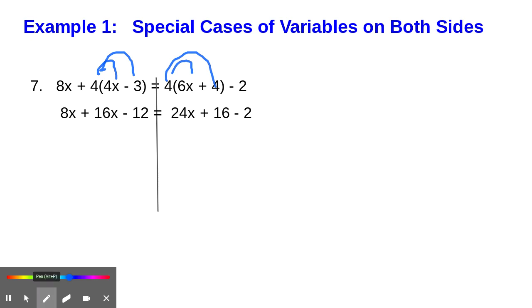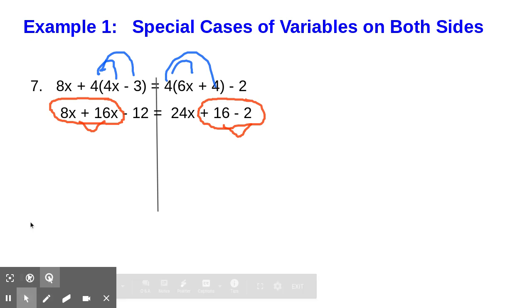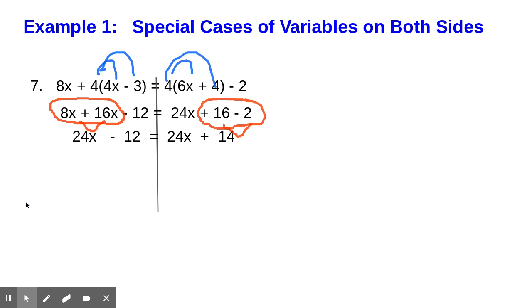At this point, I want to combine my like terms that I'm allowed to on my left side and what I am allowed to combine on my right side. On my left side, I can combine the x's, and on my right side, I'm allowed to combine my constant terms. When I do that, I end up with 24x minus 12 equals 24x plus 14.